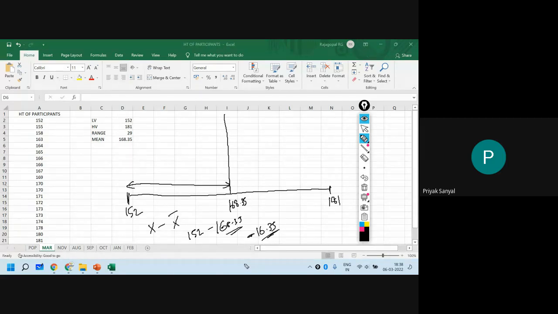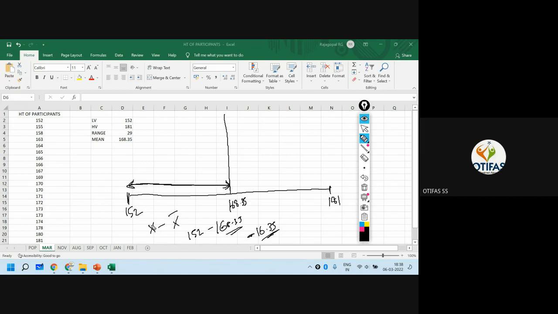Excuse me, sir. Isn't it x minus x bar whole square by n? No, first you need to find x minus x bar whole square. I am asking only about the distance now. I am not talking about the complete formula. Let us come one by one.